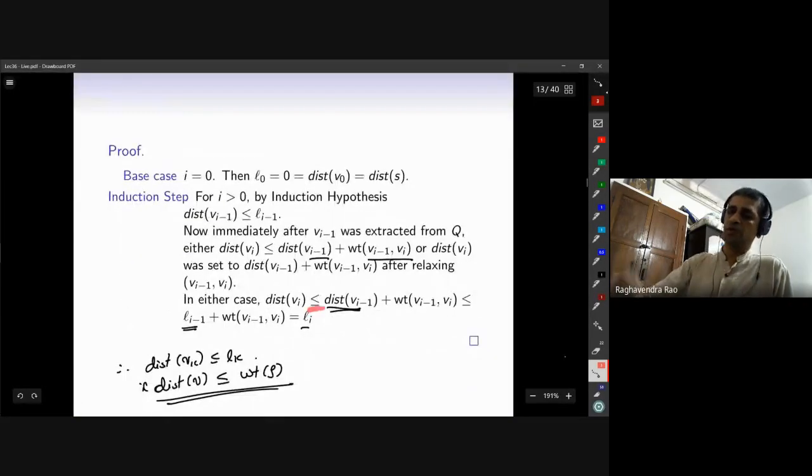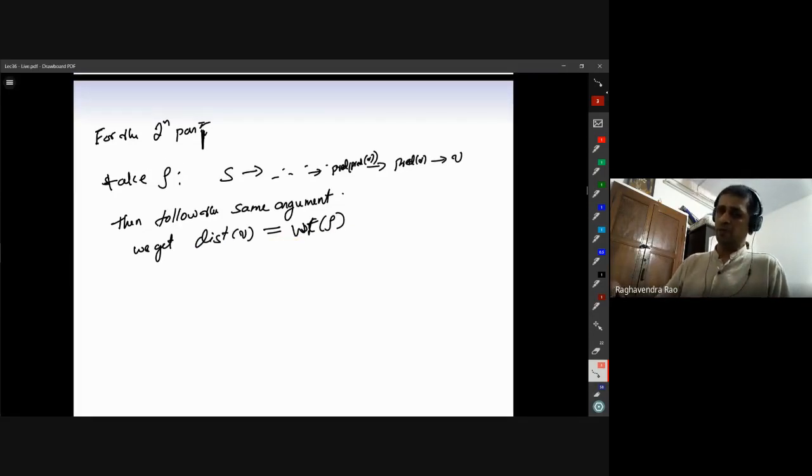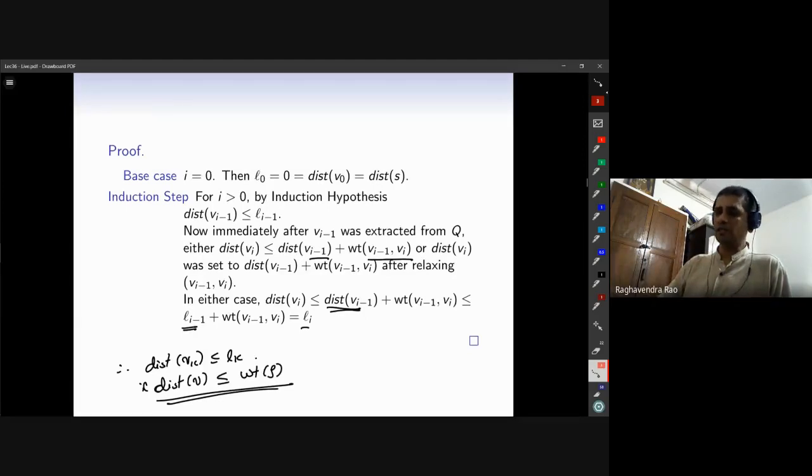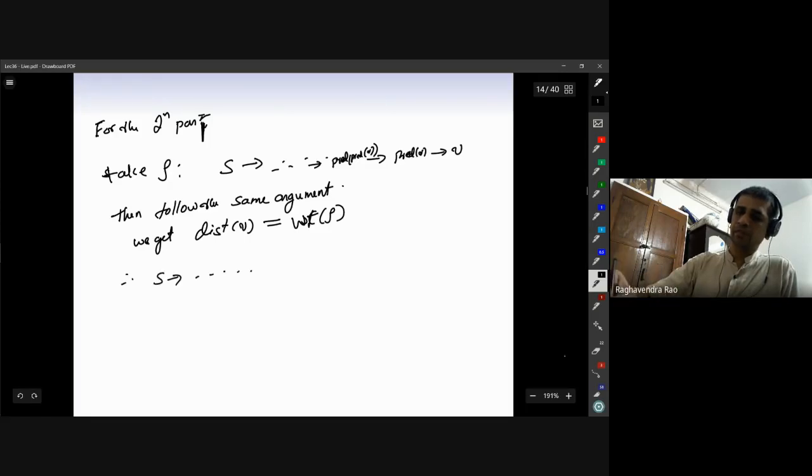Yeah, so this will hold with equality. So this would have happened. Okay, so in other words, repeating the same argument with this as the path, we would get that distance of V is weight of rho. From this argument what we already have is distance of V is equal to the weight of the shortest path, and with choosing rho as this specific path, we have distance of V is equal to weight of rho. So therefore S2 etc etc etc.